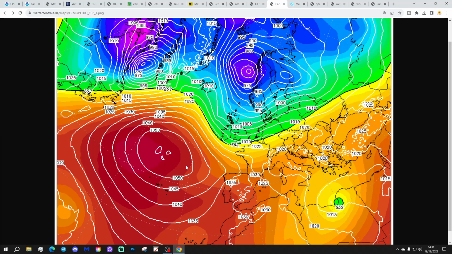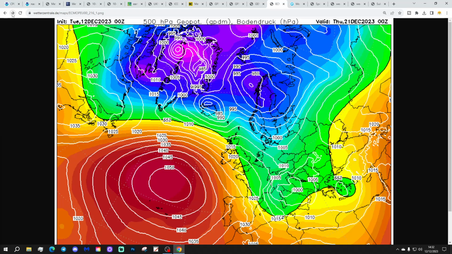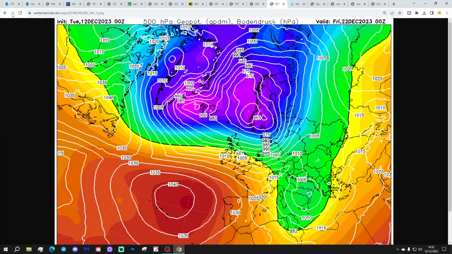Notice the Azores high is up to around 1050, maybe even 1055 millibars just here. So it's a very strong Azores high. Normally the Azores high is around 1020 to 1030 millibars. So this really is an intense area of high pressure that we have there in the Atlantic.